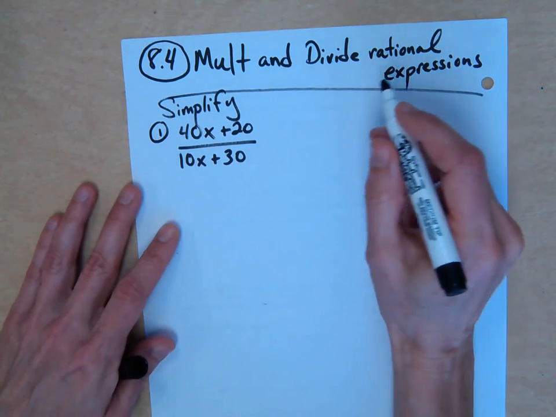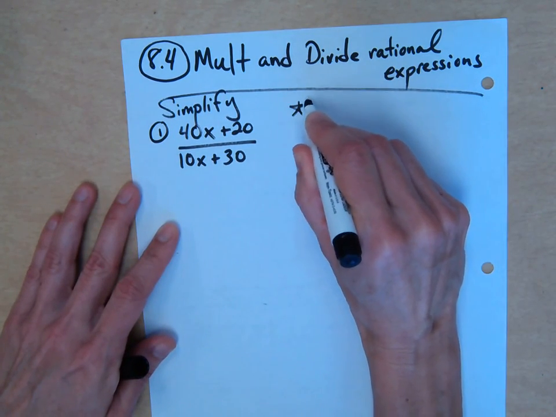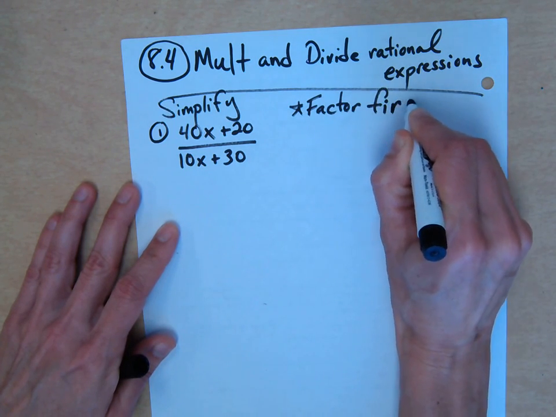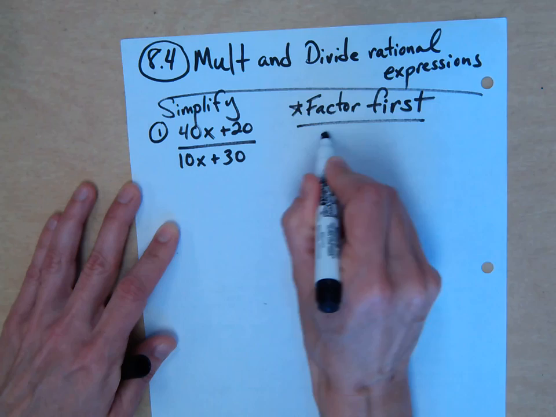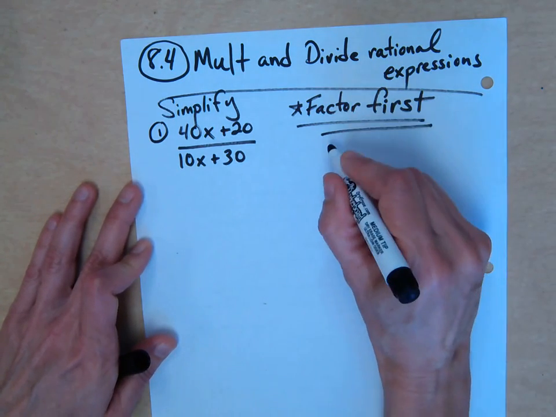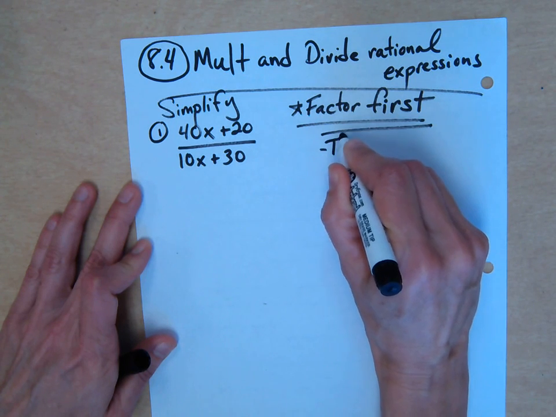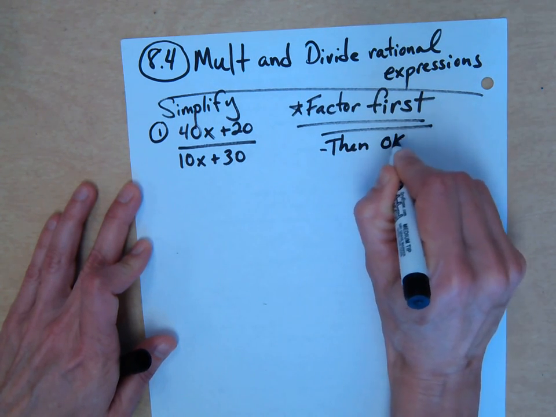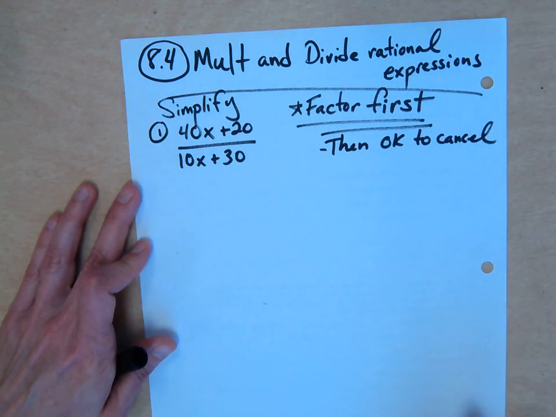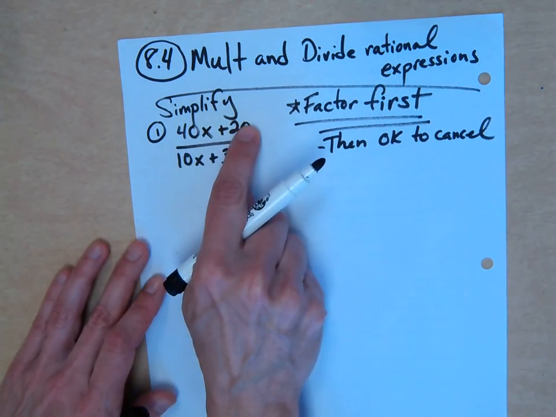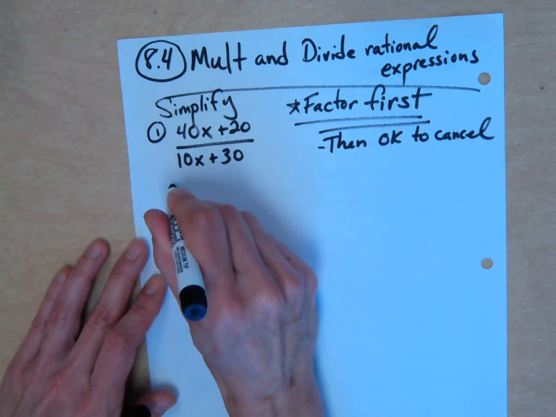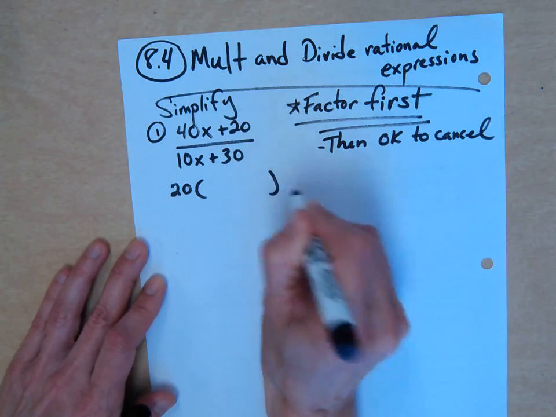You have to remember to factor first. And if it's already factored for you, then that's great, because they already did the hard work for you. So you must factor first before then cancel. Then it's okay to cancel if you have the same thing on the top and the bottom. So that's key on these. So factor, well, you do the top first. The GCF is 20 on the top, so you factor out a 20.